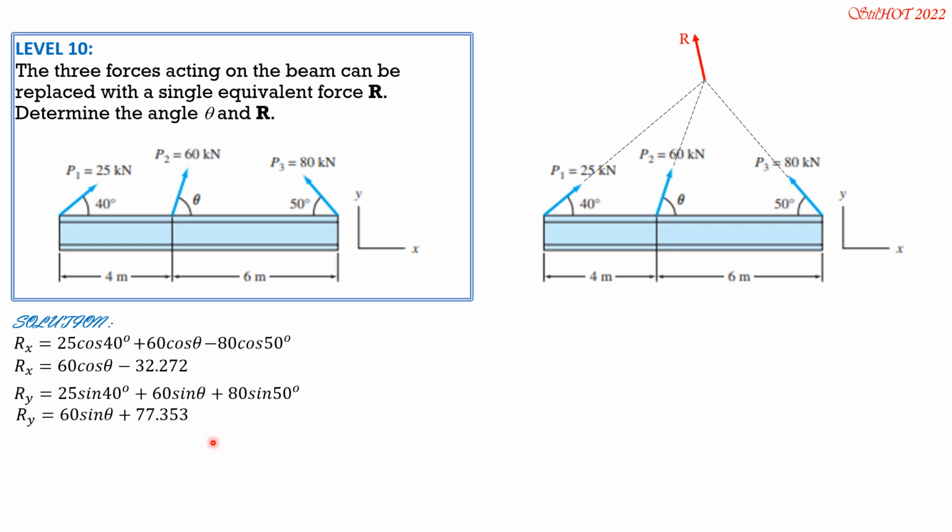77.353. Now, let's draw a line from this intersection down, perpendicular to the beam. Let's call that Y, and let's call this X. So we have two right triangles with common height Y. So in the left triangle, tangent of 40 is Y over 4 plus X.